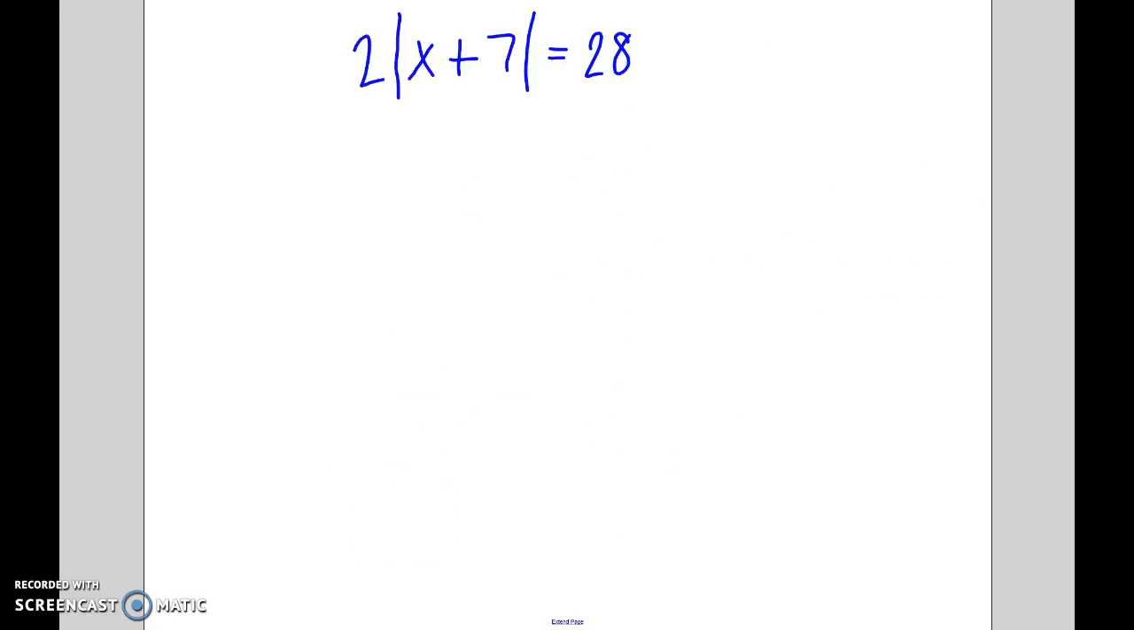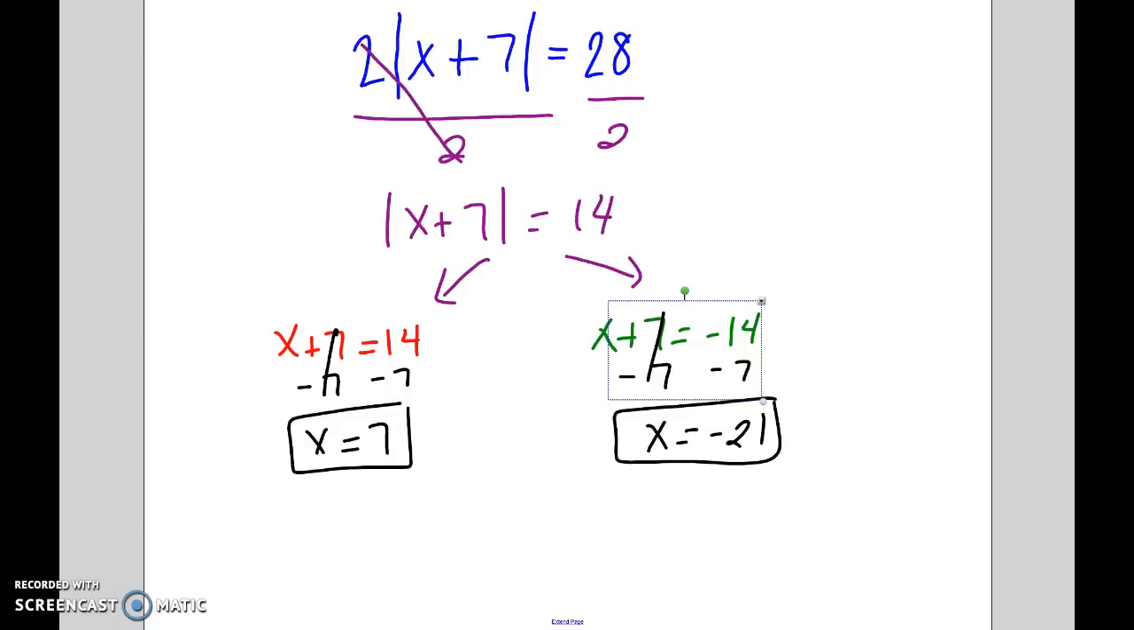Try doing this problem. Check to make sure that you got the right answers. We divided first, got the absolute value alone, and then split into our two equations. We have our two answers.